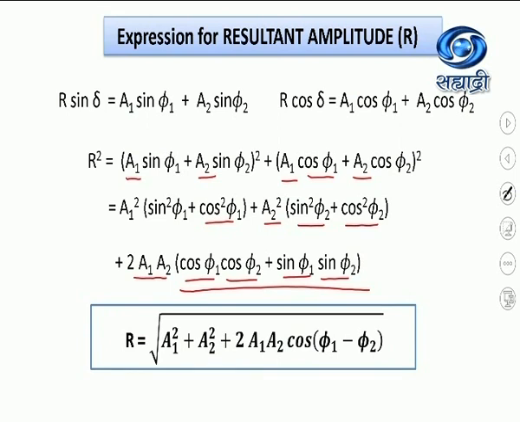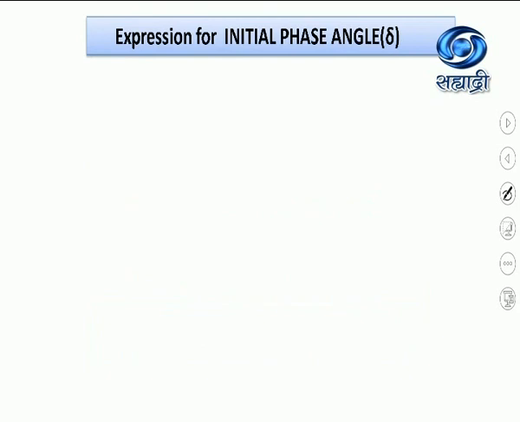Using this expression of capital R, the resultant amplitude in case of composition of two SHMs can be calculated. It's clear from the expression that R depends on the individual amplitudes as well as on the initial phase angles phi 1 and phi 2. If we substitute different values of phi 1 and phi 2 here, we can get the resultant amplitude in the given situation.